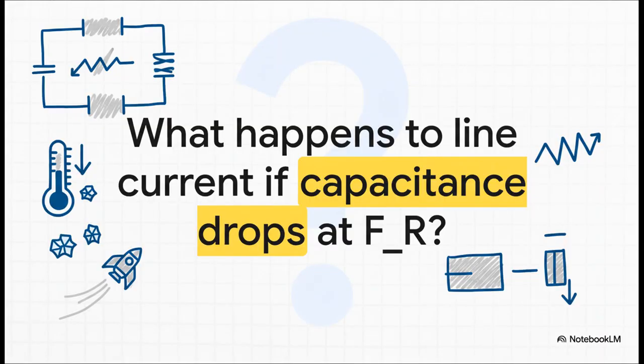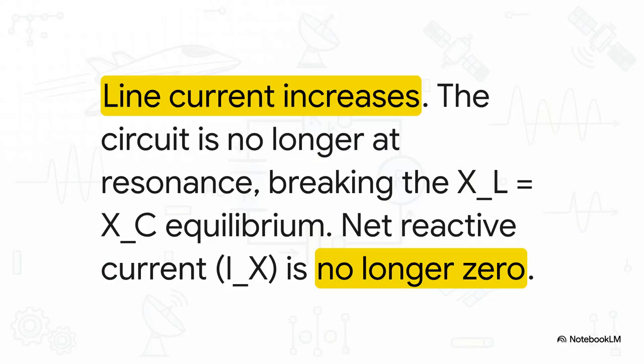So let's consider a diagnostic scenario. You have a parallel RLC circuit and it's operating precisely at its resonant frequency. Now, a temperature drop to -50 degrees Celsius causes the capacitance to decrease by 10%. What is the immediate effect on the total line current? The total line current is going to increase.